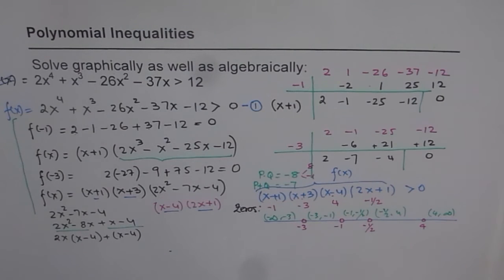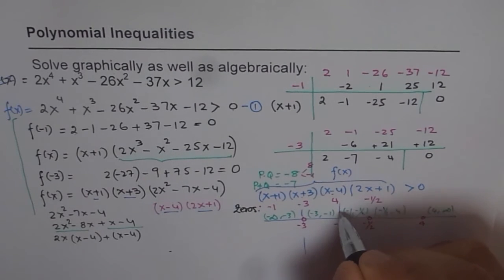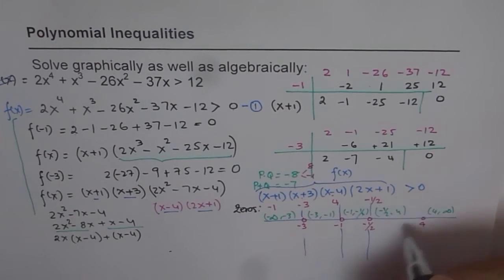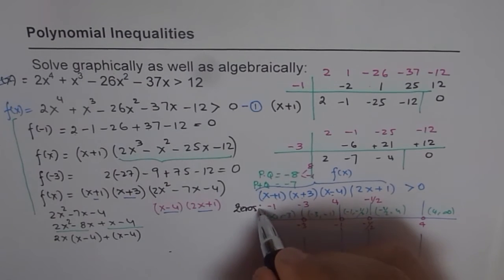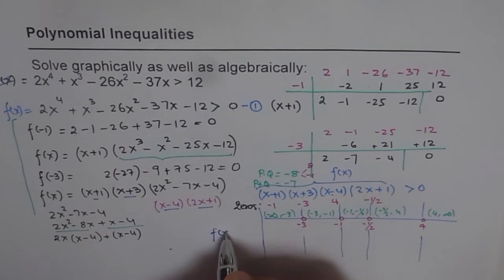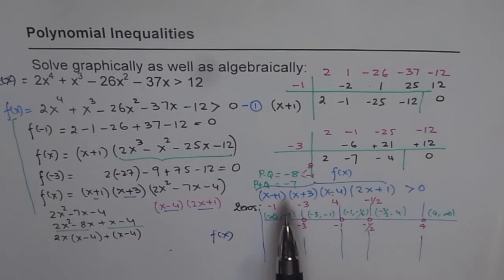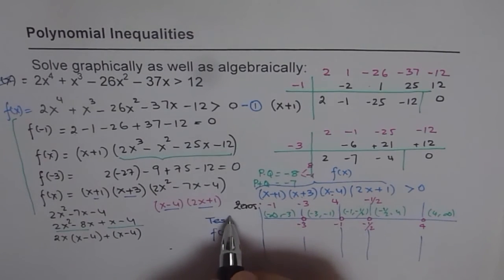Now these intervals, we need to test here, when is our function positive? If the function is positive, then it is greater than 0. And then it's a solution, correct? So what we do here at this stage is check the value of function, whether it is positive or negative. So we just check f of x for these values. So what we do is we just plug in test point.